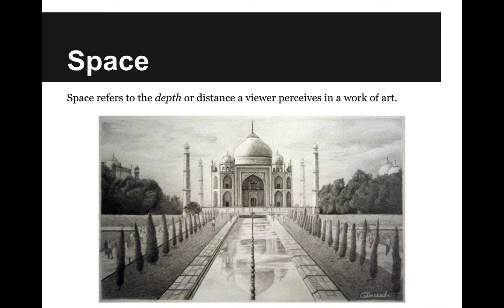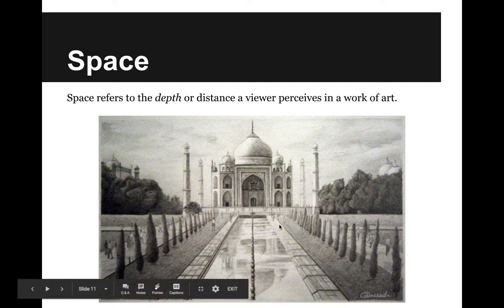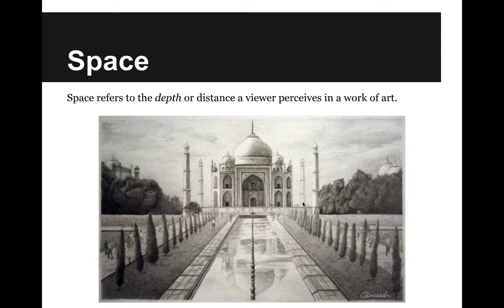All right, now space is interesting because it has two totally different definitions. So they don't have anything to do with each other, so we're going to treat it two different ways. So this first one is pretty easy. Space is referring to the depth or distance a viewer perceives in a work of art. So literally, the Taj Mahal here looks like it's farther away. So a feeling of depth or distance, all right?